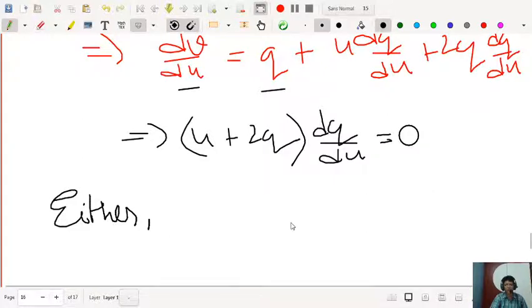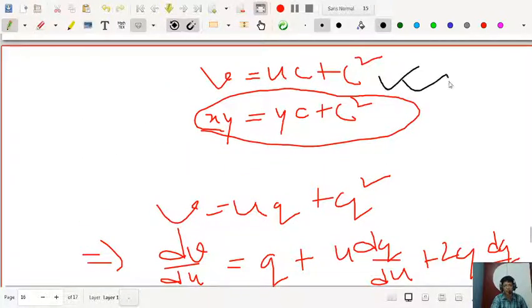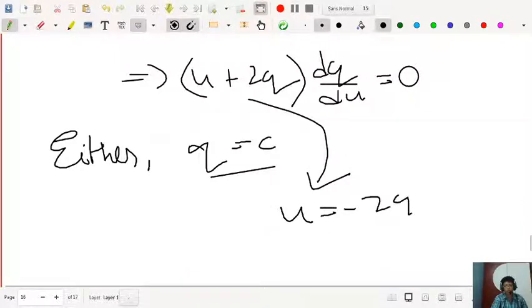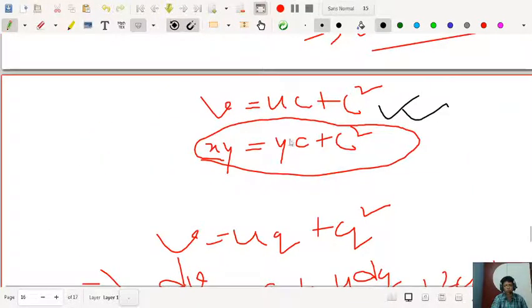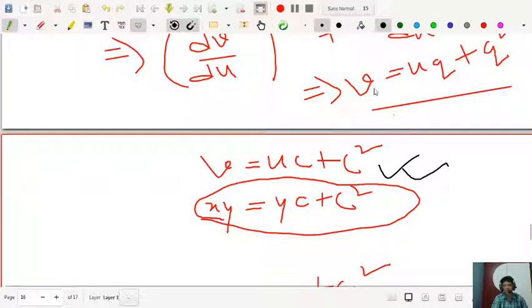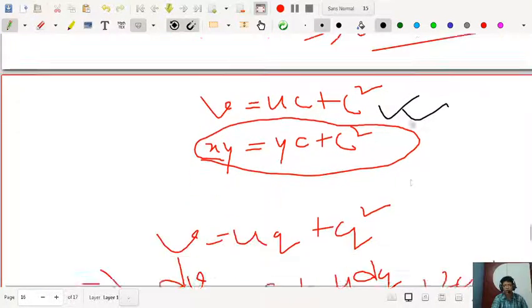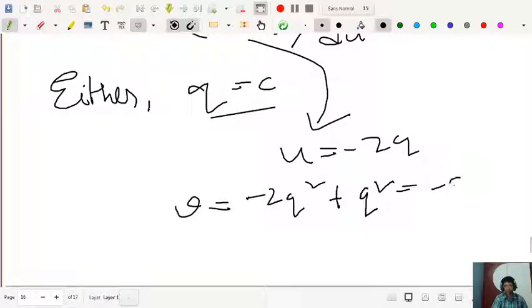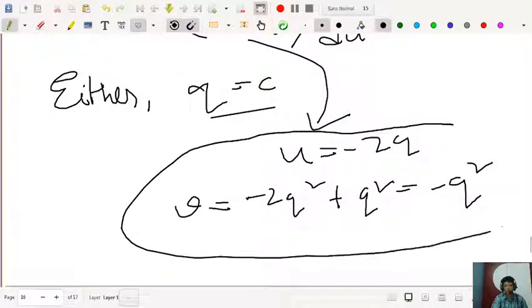So either you have dq/du equal to 0, which gives q equal to constant c. Already I have written the complete primitive like this, but I am showing you for the singular solution. If you substitute, you get the complete primitive. The second thing is that you get from here u equal to minus 2q. If you substitute u equal to minus 2q in the given form, v is equal to uq plus q square, you have v equal to minus 2q square plus q square, that will be minus q square.